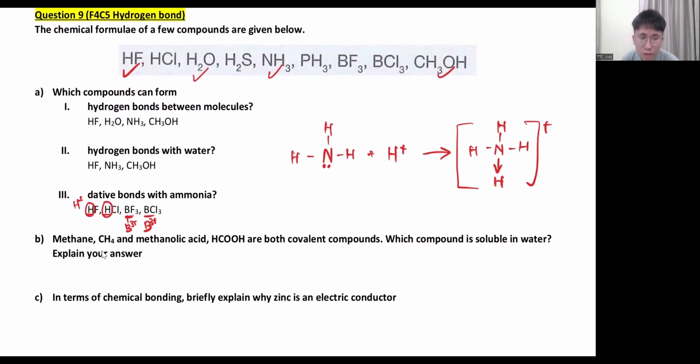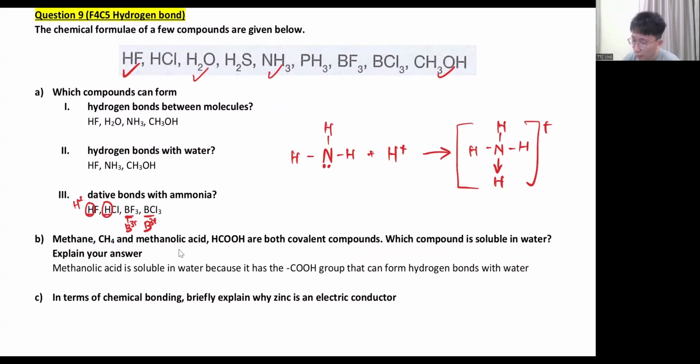Okay, then got methane, CH4, methanolic acid, a new weird name here. So they are both covalent, but which one is soluble in water? So guys, if you want it soluble in water, means you need to have a hydrogen bond. But how do you get hydrogen bond? Must have H and O. So this methane doesn't have H and O, only has H. So I will say methanolic acid is soluble in water. Why? Because it has the COH group that can form hydrogen bond with water.